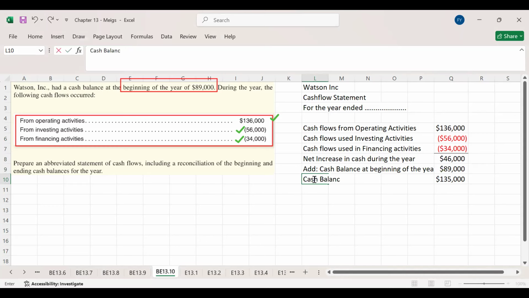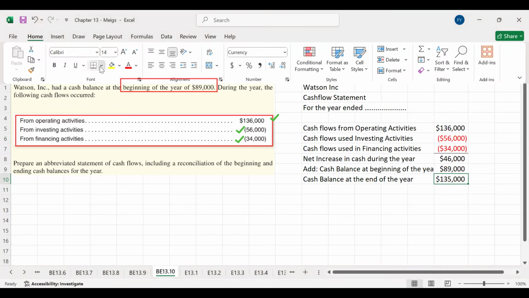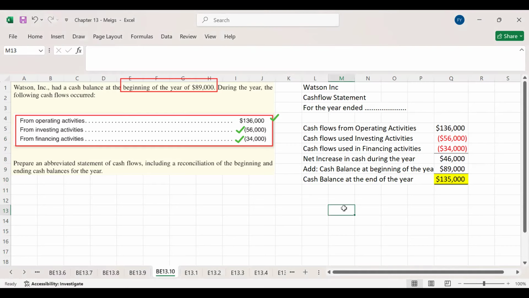Cash balance at the end of the year. And here we are going to close it by a double line. So this is the complete format of the cash flow statement. We have three types of activities. We add all these activities to get the net increase or decrease from all these activities, and then we add the cash opening balance to get the closing balance. So that's it. This is our first exercise.